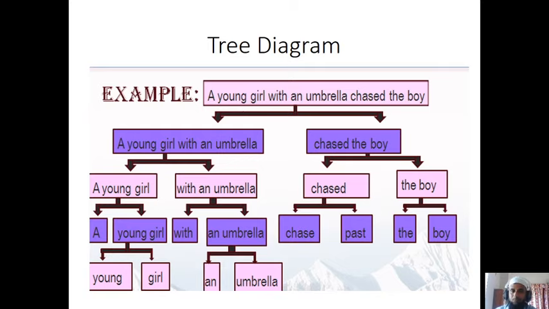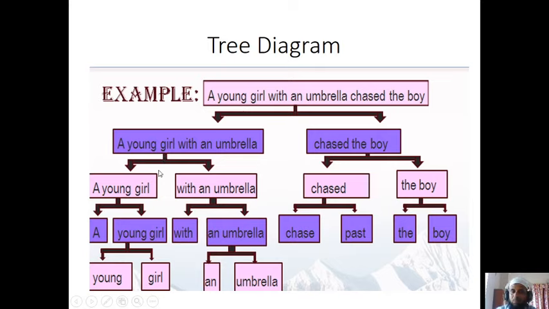A young girl with an umbrella chased the boy. So this one is an immediate constituent of this one, and these are immediate constituents of this one. In a tree diagram, we call them branches. Say, a young girl with an umbrella is a branch, chased the boy is a branch. But this branch is again broken down into two branches further. This point where two branches meet is called a node, N-O-D-E.